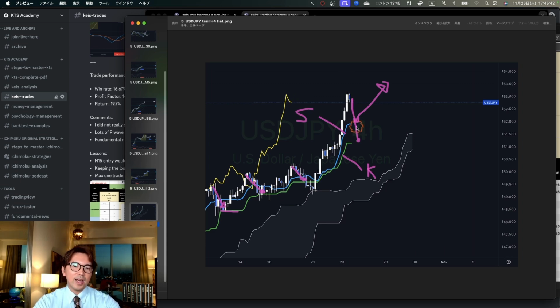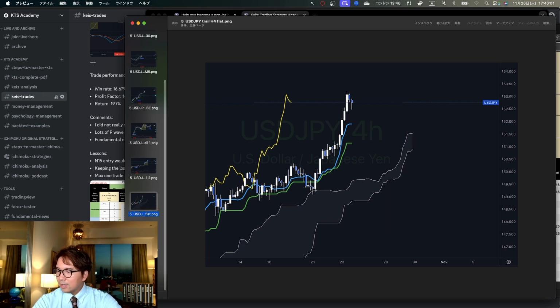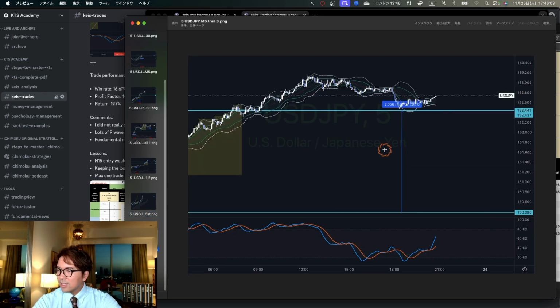So this is when I don't want to keep the stop losses as is. I want to fix the profit here, but I don't exit manually. So this is what I see in the 4-hour time frame in USD JPY, and that's why I moved the stop losses higher.